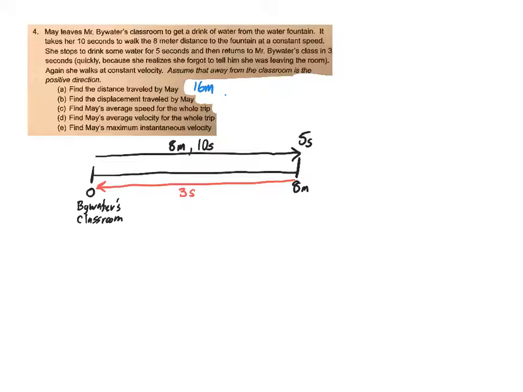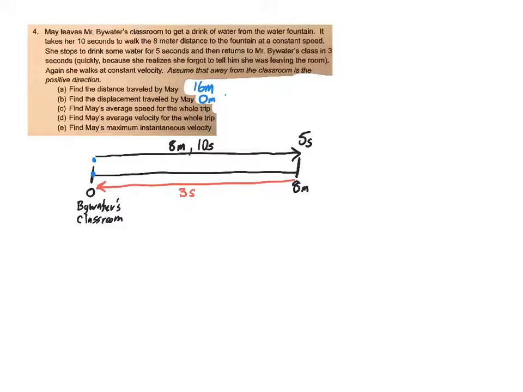Letter B says find the displacement. The displacement is the change in the position, from the starting point to the ending point. What's the distance between those two? In this situation, the starting and ending point are both in the same place. What that means is that the displacement is 0 meters. It doesn't matter what happened in between. All that matters is that the initial and final are both 0, that they both start and end in the same place.